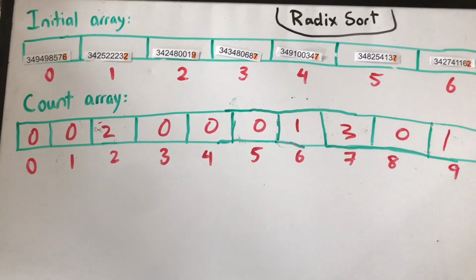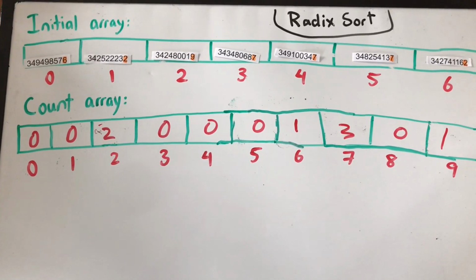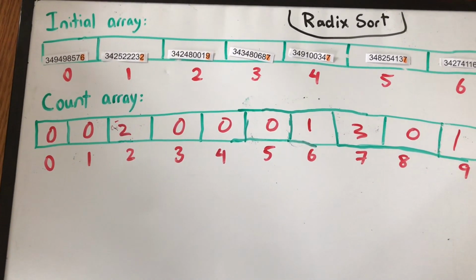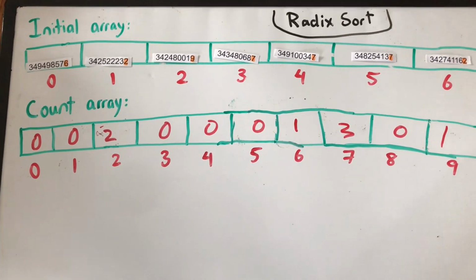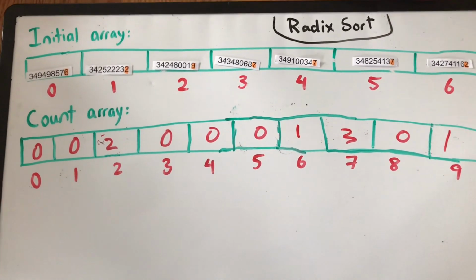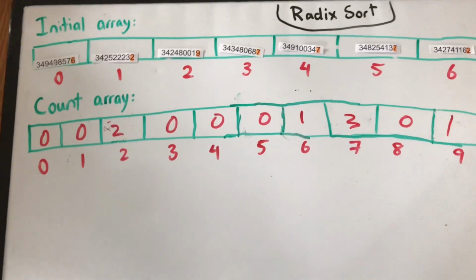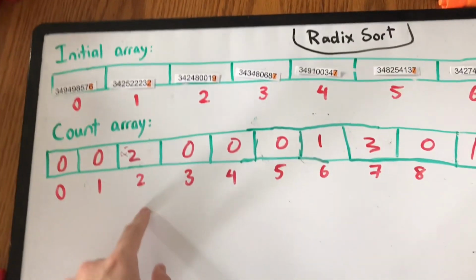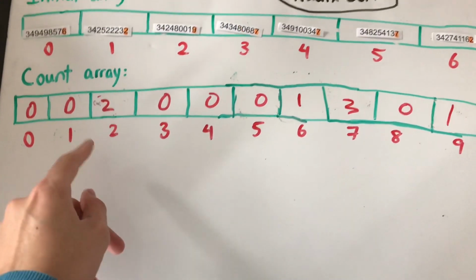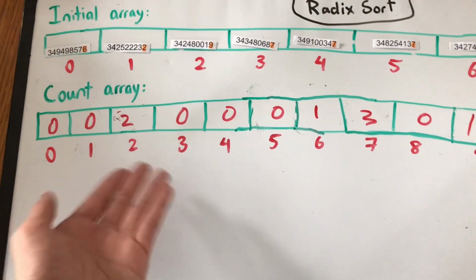So the reason why we need a count array is so that for the final resulting array, we know exactly how many numbers there are that have a digit that is less than or equal to i, for all i from 0 to 9. Now, that might sound a bit vague, so let me give some examples. Firstly, for the digit 2, there are exactly 2 numbers that have a units digit of less than or equal to 2, which is pretty obvious, right?